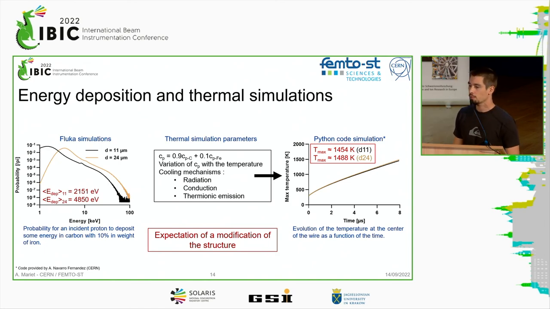Before starting the test, we performed some FLUKA simulations to get the deposited energy in our yarns for both diameters, considering the 10% of iron in mass. We took these results and implemented them in a thermal code. And what we observed is that, in the end, there is no very high difference between the two maximal temperatures reached by the wire at the end of the test. But the temperature of 1,488 Kelvin, even if it's well below the sublimation temperature of carbon, is above the transition temperature of iron. So we expect a modification of the structure.